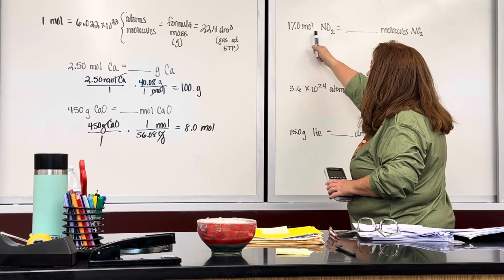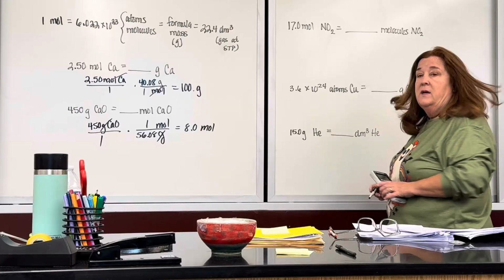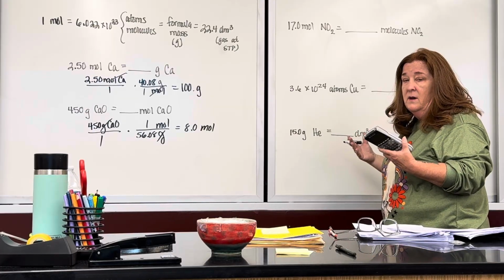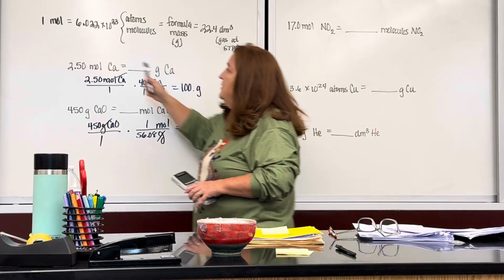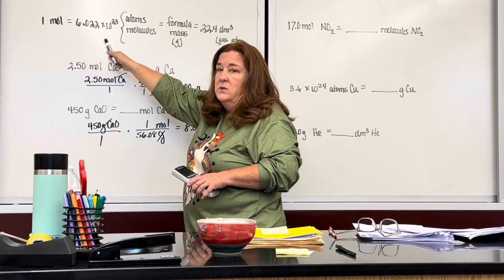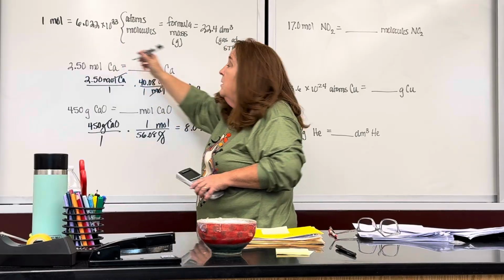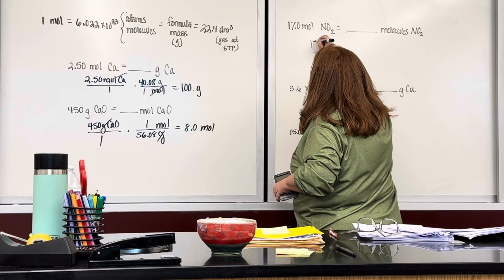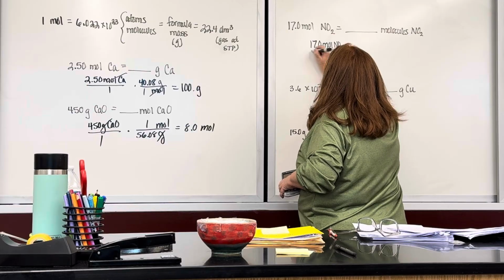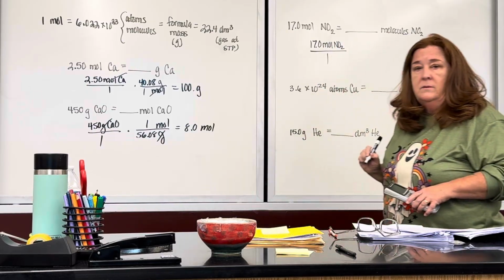This one I have 17 moles of nitrogen dioxide, and I want to know how many molecules that is. Well, that's a different part of the equation. So I'm still going to be using the mole part, but this time I'm going to have to use this large number. That's what a mole stands for. So I still do the same way though. I take 17 moles of nitrogen dioxide and I stick that over 1.